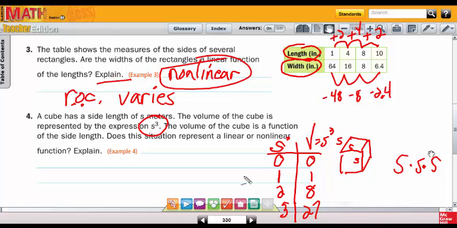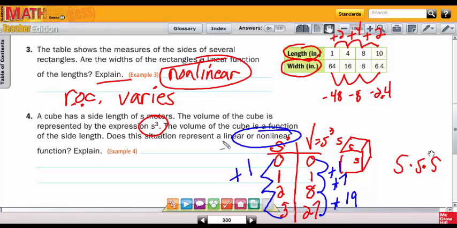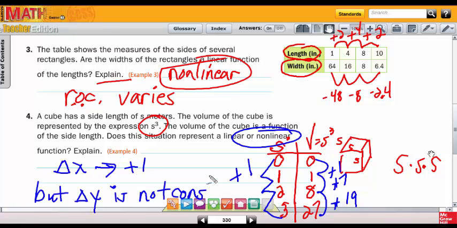So now pretend that they had created this table for us, and we can do what we've been doing all along and check what's happening here. Well, obviously we're adding 1 for our input values, our normal x values, and our outputs are not changing by a constant rate. Here it's a +1, then next it's a +7, and lastly it's a +19. So, is this linear or nonlinear? We would say that it is nonlinear, and to explain, we would say that the change in x is +1, but the change in y is not constant.